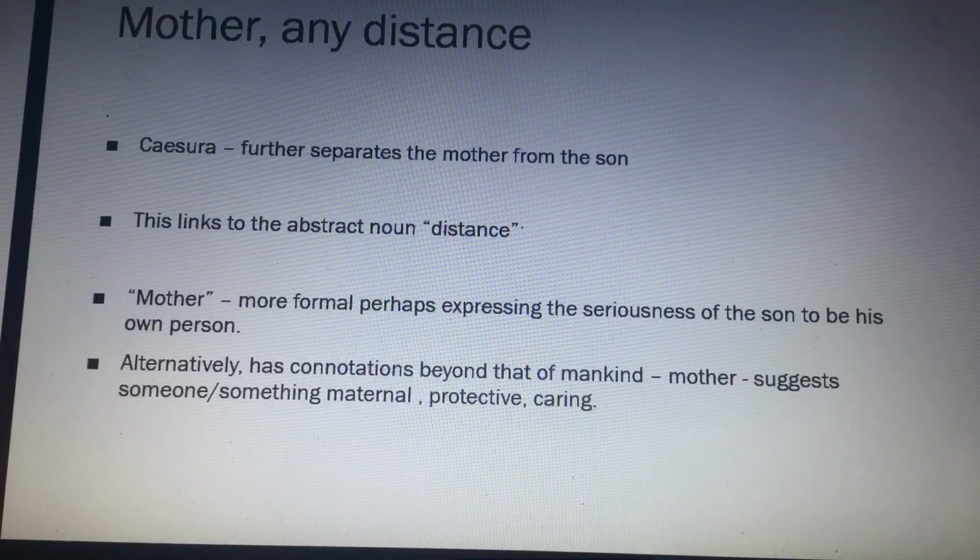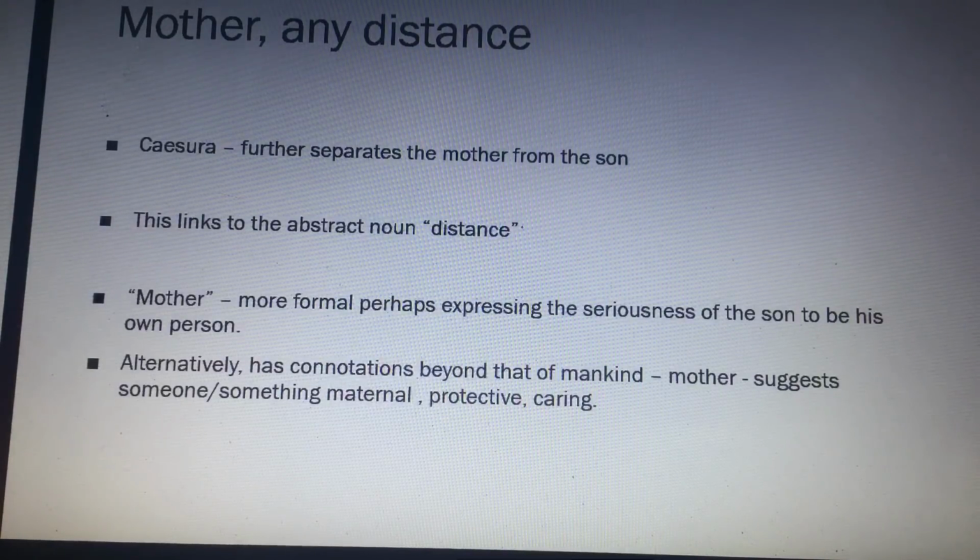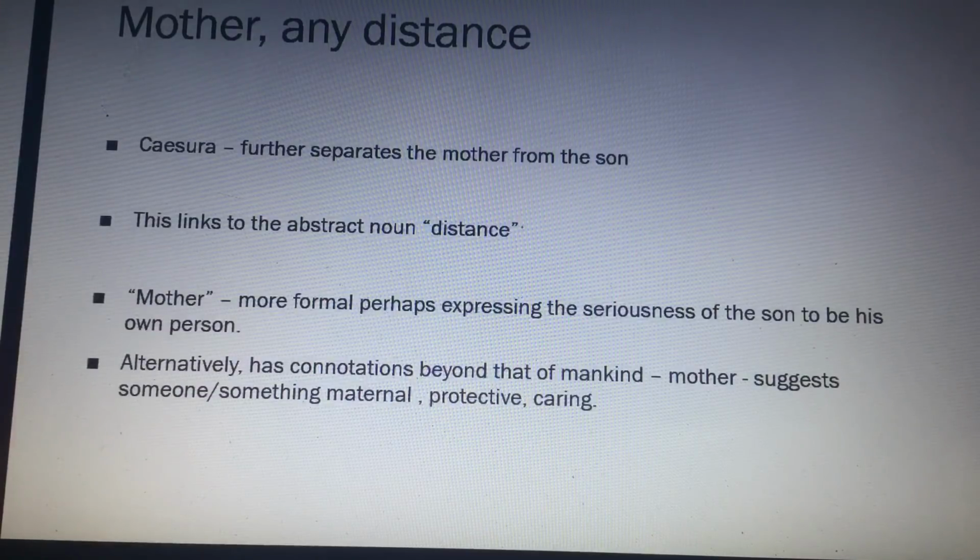The seriousness is that the son wants to be independent, but the mother, as we know when the poem progresses, is struggling to let him go. And alternatively, there's connotations beyond that of mankind, because mother suggests someone or something maternal, protective and caring. So a mother in the animal kingdom, a mother in the natural world, has those connotations. So by beginning the poem like that, we do have the subtle notion of someone or something that is designed to protect.